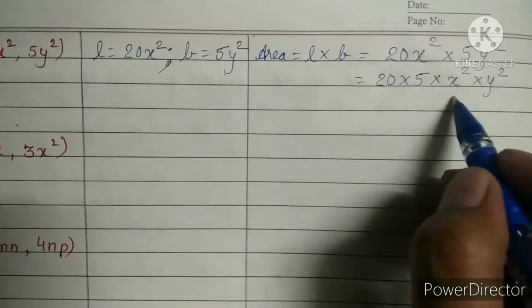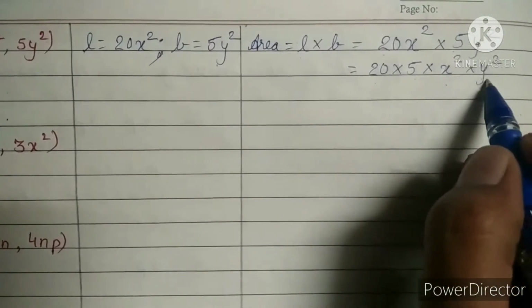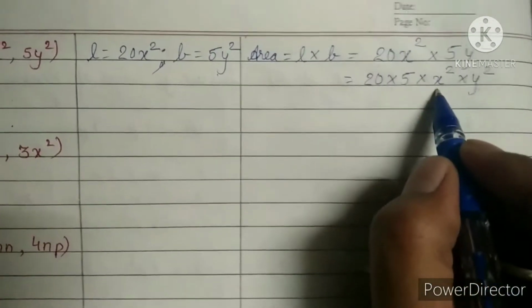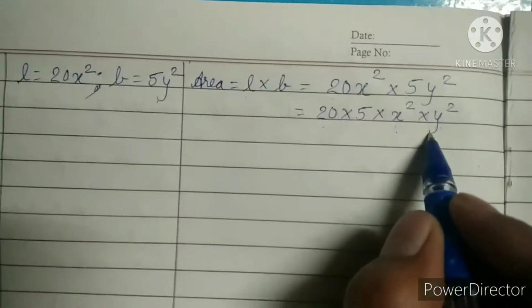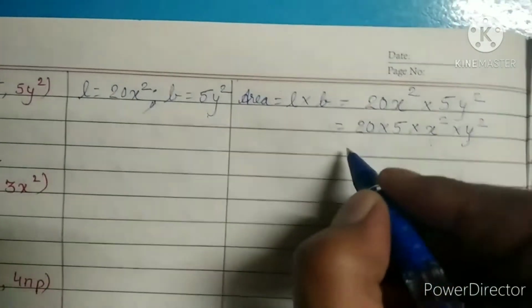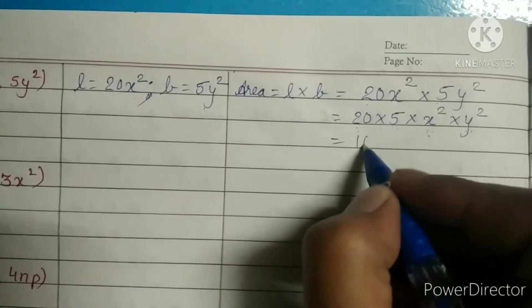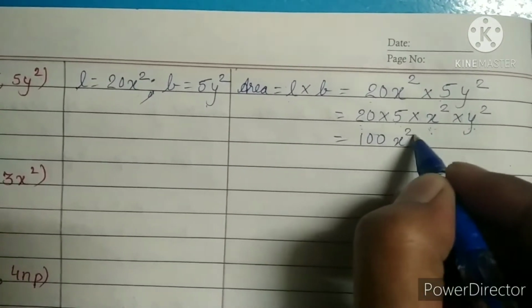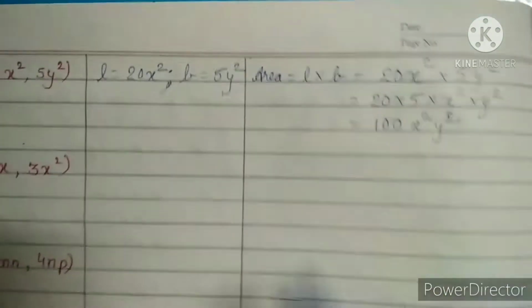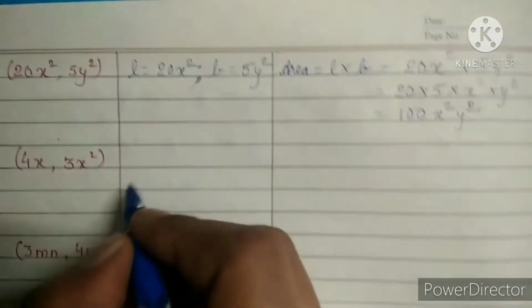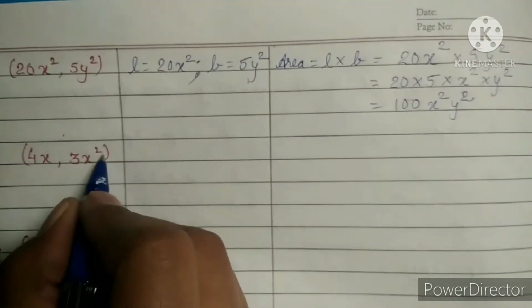But you can see both remaining variables are different from each other. One place has x square and another has y square. So they will remain the same. 5 twos are 10, 5 twenties are 100, and x square remains the same, y square remains the same.